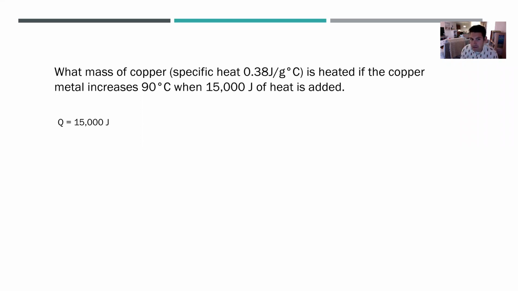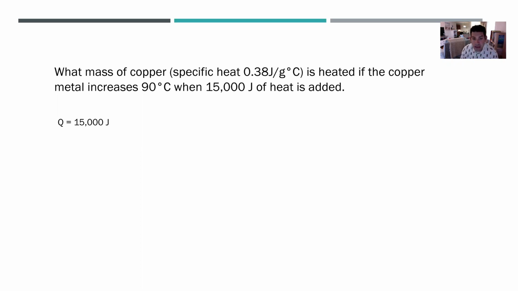Something that I want you to keep in mind, Q equals mc delta T, I would always list those. You will always be given 3 of the 4 of them in the question, and then you're just algebraically solving for that 4th one.